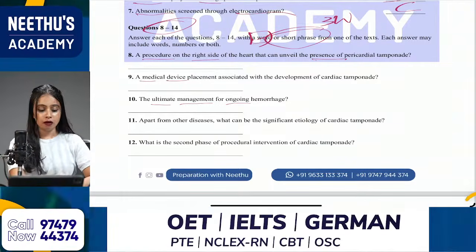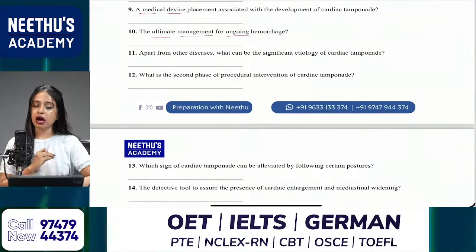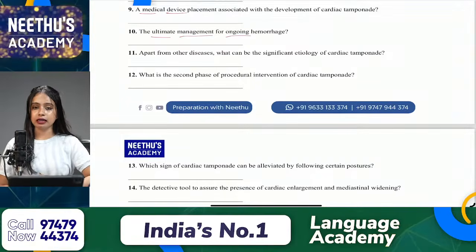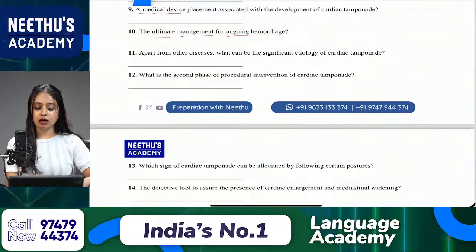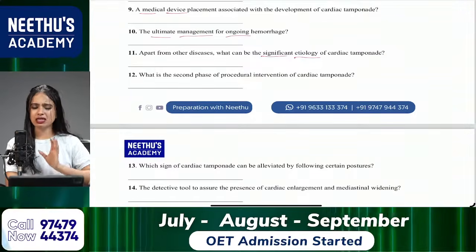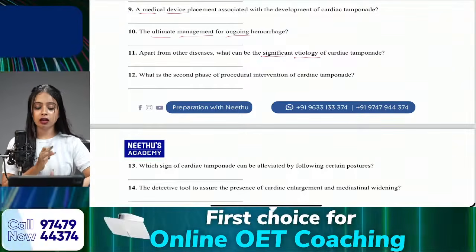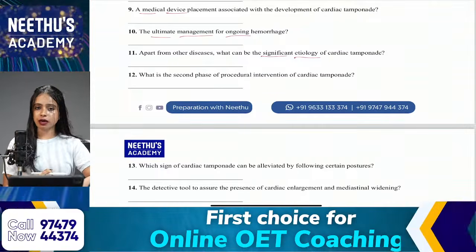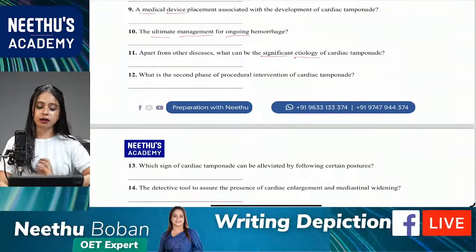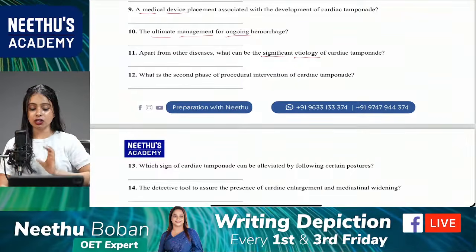Very good. Okay, so now the next one, 11th one. Apart from other diseases, what can be the significant etiology of cardiac tamponade? So my keywords: significant, etiology. Okay, so these are only my 2 keywords. I know that this question is very lengthy, but still, significant and etiology are my keywords from the question. So what is your answer? Any idea? 11th one.